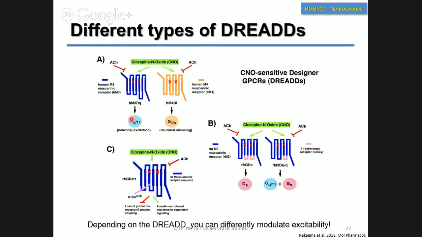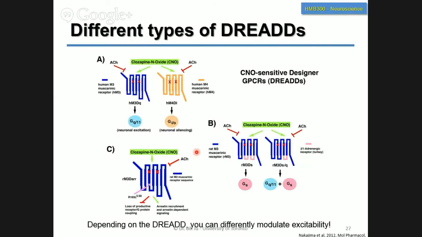It might, for example, couple with the GQ11 types of G proteins, or it might interact with GI or GO types of proteins, which cause neuronal silencing. In other words, you are able to turn on neurons, excitation with HM3D, or you can turn off neurons by introducing HM4D. Depends on what you're trying to do.